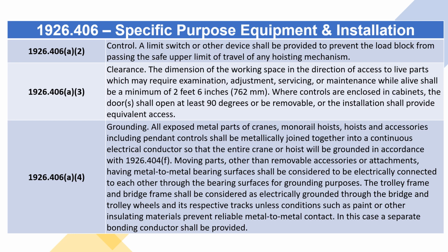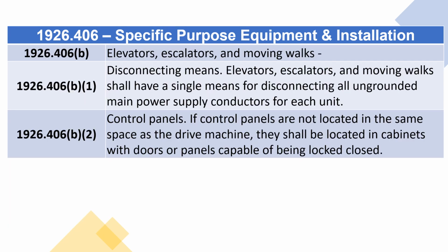The trolley frame and bridge frame shall be considered as electrically grounded through the bridge and trolley wheels and its respective tracks unless conditions such as paint or other insulating materials prevent reliable metal-to-metal contact. In this case, a separate bonding conductor shall be provided. 1926.406 B. Elevators, escalators, and moving walks. 1926.406 B1 Disconnecting means. Elevators, escalators, and moving walks shall have a single means for disconnecting all ungrounded main power supply conductors for each unit.